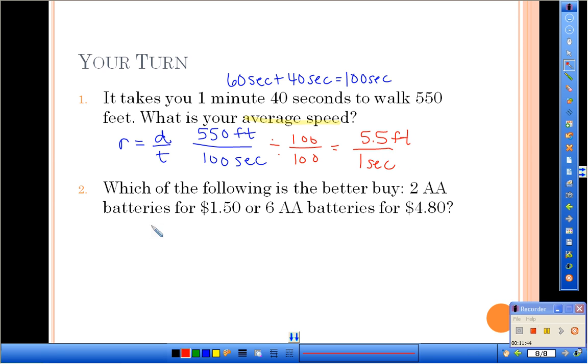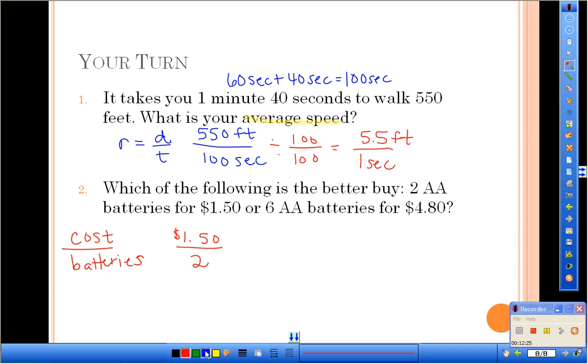Number 2 says, which of the following is the better buy? 2 AA batteries for $1.50 or 6 AA batteries for $4.80? Again, we're looking for the cost per battery. So we're going to put our cost in the numerator and our batteries in the denominator because we want to figure out what's the best buy per one battery. So let's start with the 2 AA batteries for $1.50. We're going to put $1.50 on the top because that's our cost, and we're going to get 2 batteries for that cost.